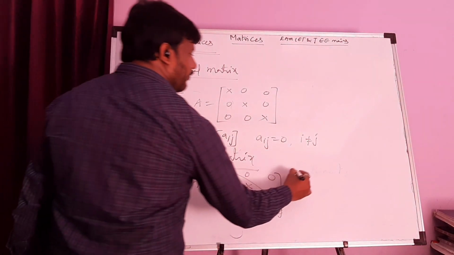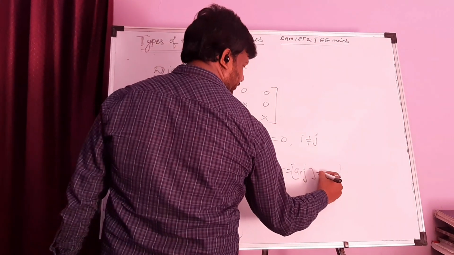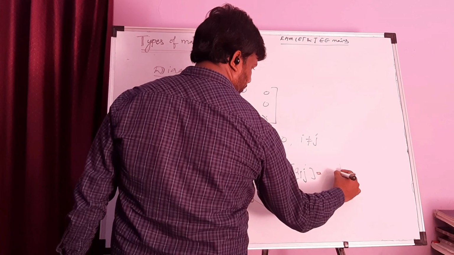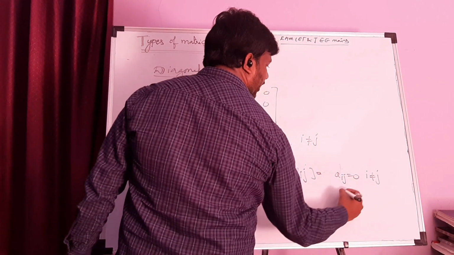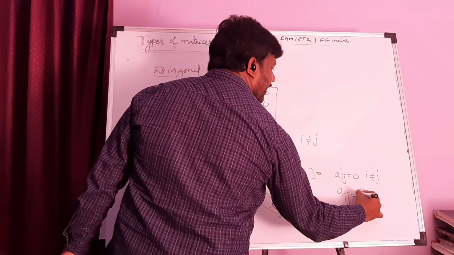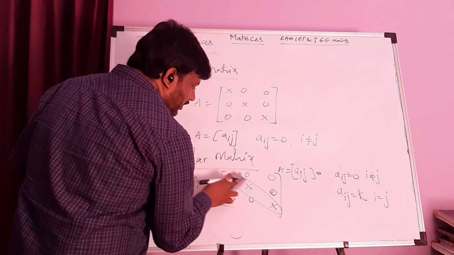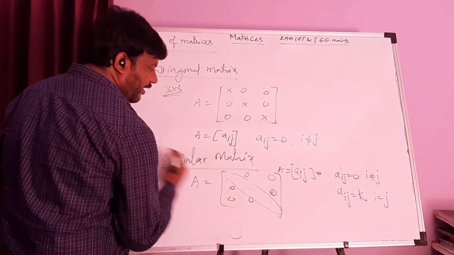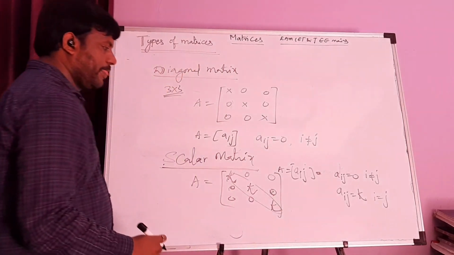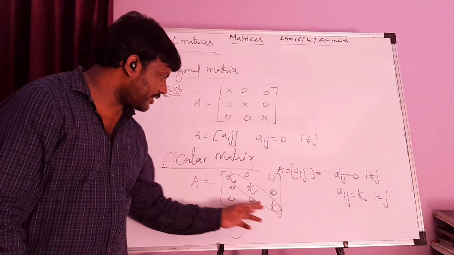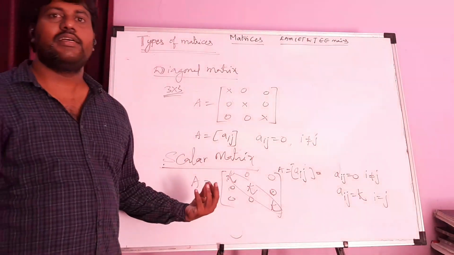Suppose we have Aij, I am defining Aij equal to 0 where i not equal to j, and Aij equal to some scalar, suppose k, where i is equal to j. That means for this 3 by 3, I can write k, any scalar, on the principal diagonal. The principal elements are the same, the rest are 0. Such a matrix we can say is a scalar matrix.